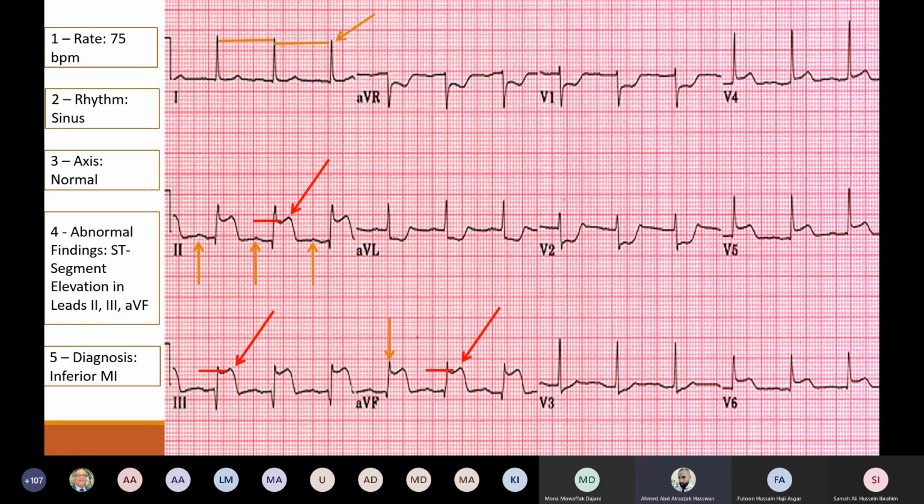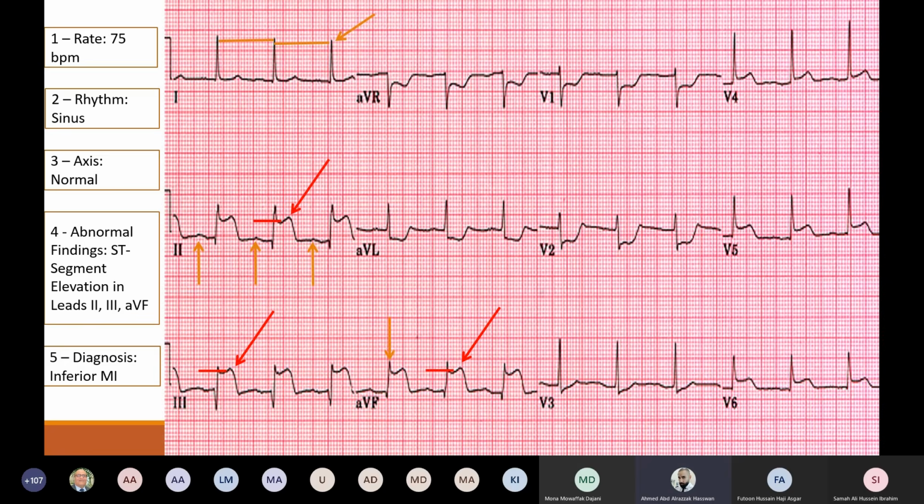Yes, I agree with you, Shahad. V5 and V6 look like they have a bit of ST segment elevation. I totally agree with you, and thank you for noticing that. Please note that in the exam we will give you something clear and not confusing. But yes, I agree with you.